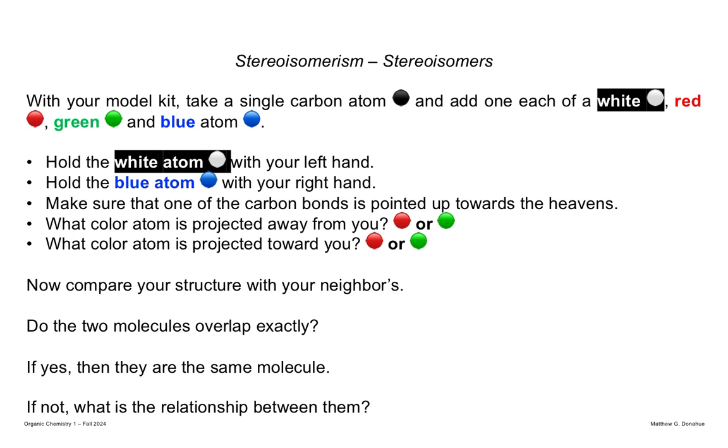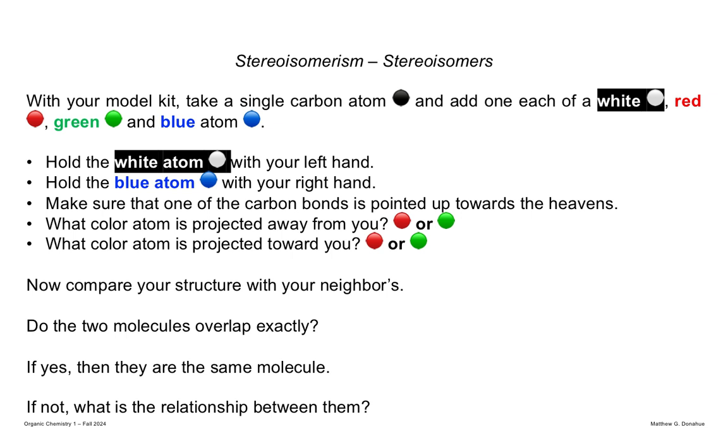So on the slide here it says take a white or light yellow atom in the left hand and a blue atom in the right hand, and then put a red and green ball on there. So what do we want to do? I'm holding it like this. You see that the green one is projected towards you and the red one's away.